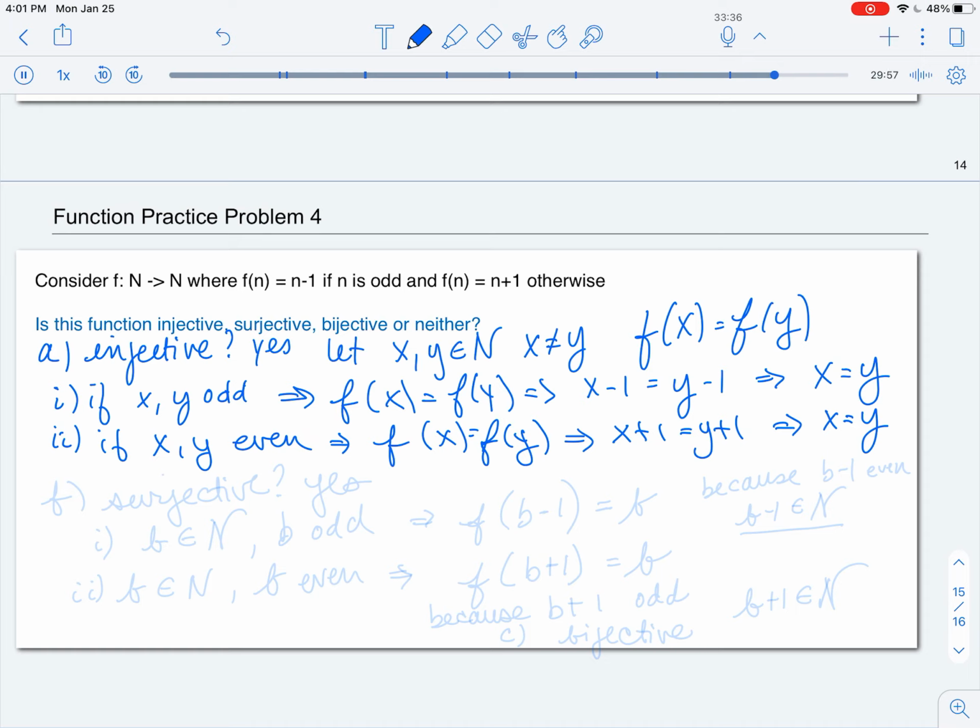So if they map to the same point, they had to have had the same parity, so either both odd or both even. And in either of those cases, if they're mapping to the same integer in the codomain under f, they're indeed not distinct. They're the same integer in the domain. Now let's consider whether it's surjective or not. And my claim is that this function is surjective. But in order to show this, we have to show that every point in the codomain, so every integer, must have an integer mapping to it.